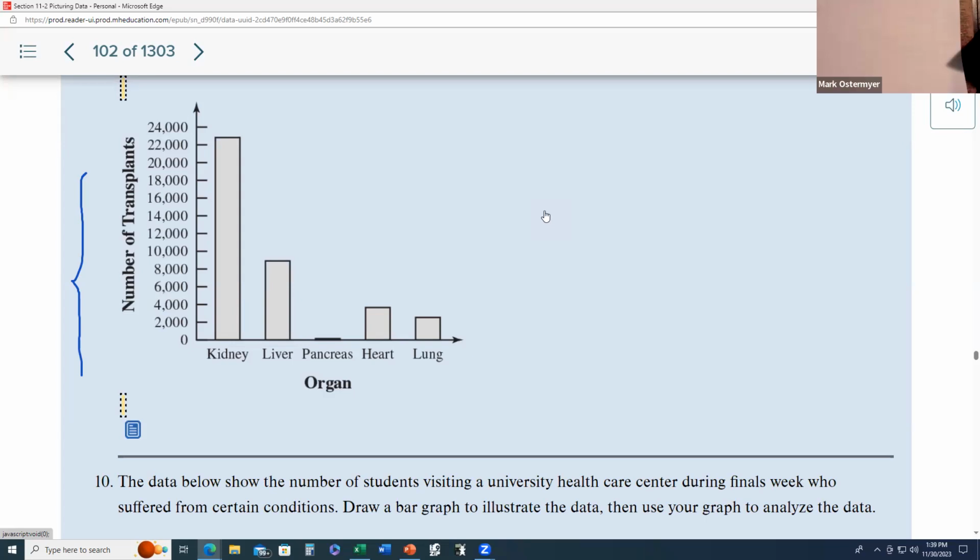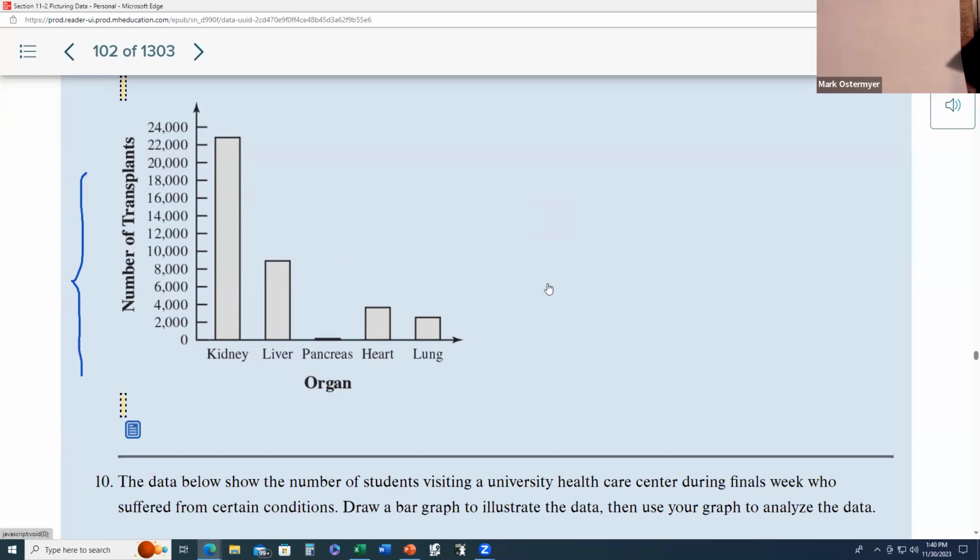So pancreas is very difficult to transplant and have it be accepted by the body, correct? It's not as readily acceptable as the other ones are: the kidney, liver, maybe the heart, lung, and stuff like that. So that's just interesting, just to throw some ideas around as to why maybe these frequencies are the way they are here.